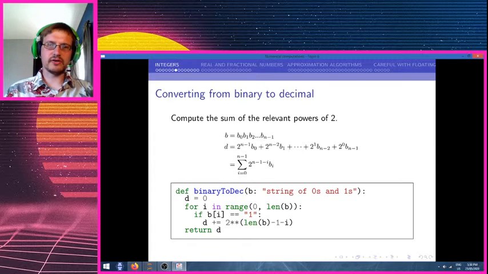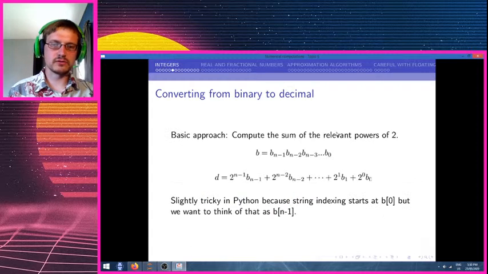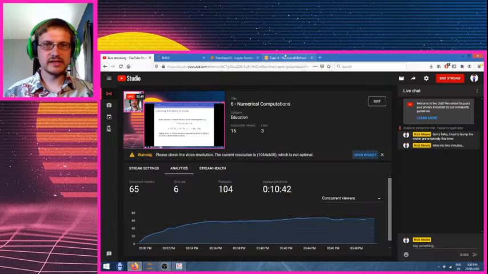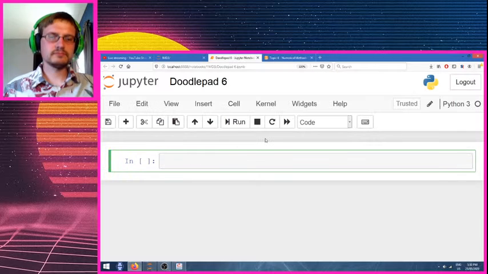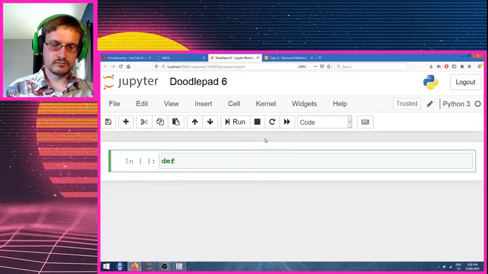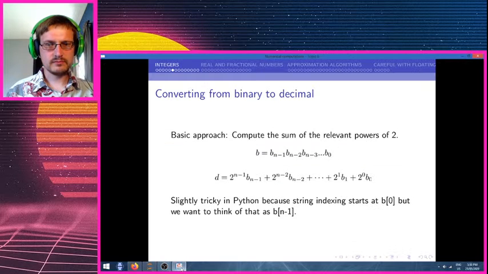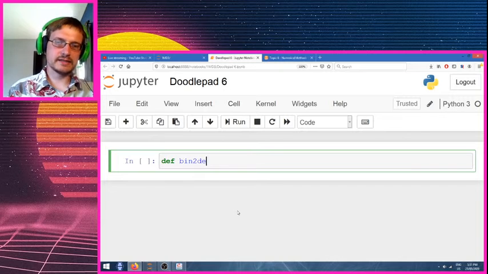So let's write an algorithm to do this, because of course that's how we do things. Compute the sum of the relevant powers of 2. Let's take a look. Definition. What are we doing? Is it binary to decimal? Yes. Okay, so bin to dec.